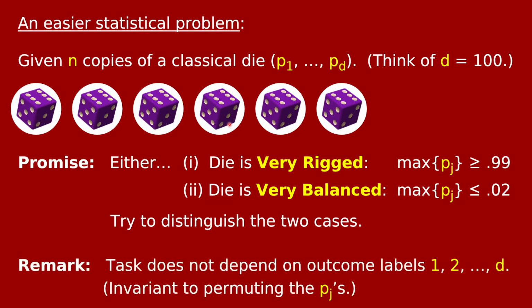One thing to observe here, and this is going to be important, is that this task, very rigged versus very balanced, doesn't really depend on the outcome labels 1 through D. In other words, it's invariant to permuting the names of the faces or permuting the PJs. If you take a very rigged die and relabel the faces, it's still very rigged. And if you take a very balanced die and relabel the faces, it's still very balanced.